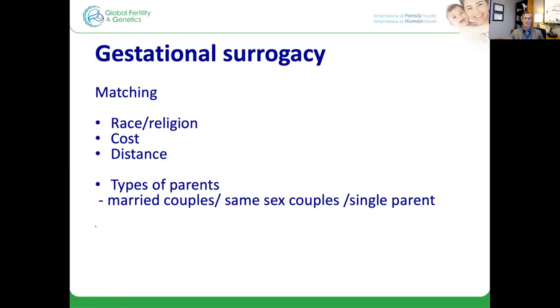If she will accept married couples only, if the surrogate will accept the same-sex couple or a single parent. We're dealing with human beings here, and everybody has his own beliefs and preferences. So we have to have a match, the intended parents to the surrogate, and everybody has to be comfortable in this process.